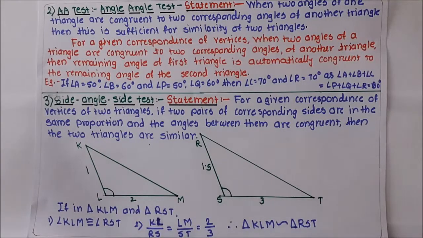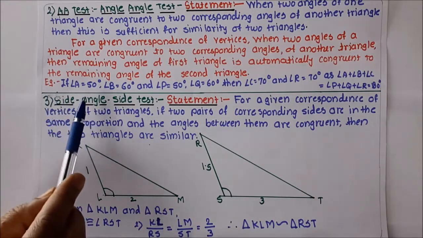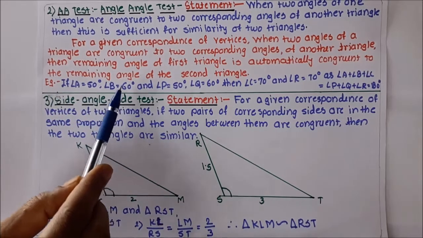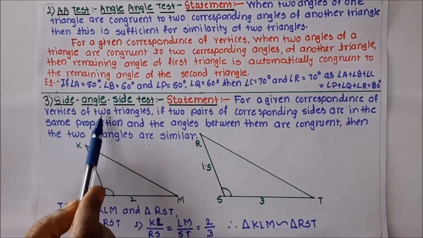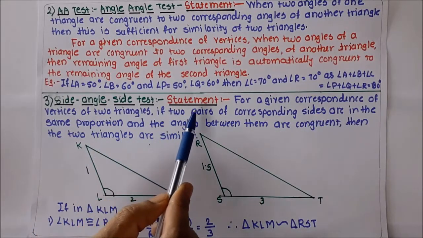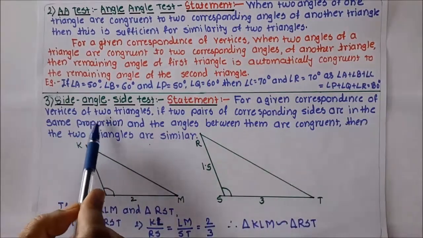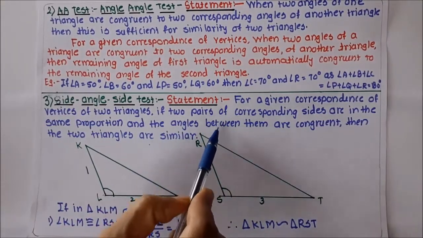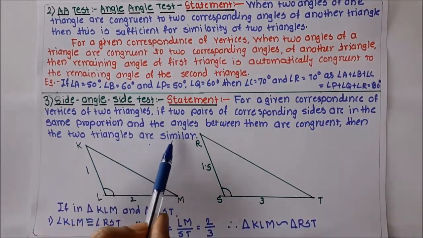Then the third test, that is the SAS test. The full form of it is side-angle-side test. Statement: for a given correspondence of vertices of two triangles, if two pairs of corresponding sides are in the same proportion and the angles between them are congruent, then the two triangles are similar.